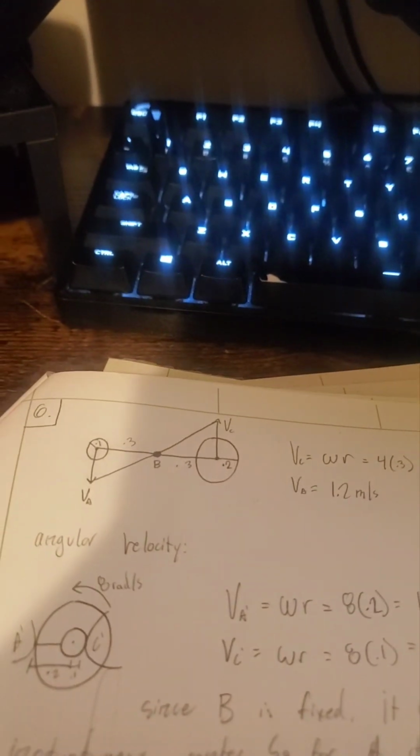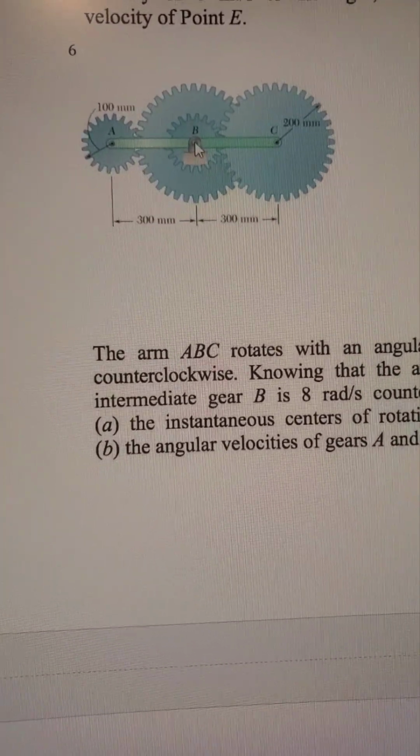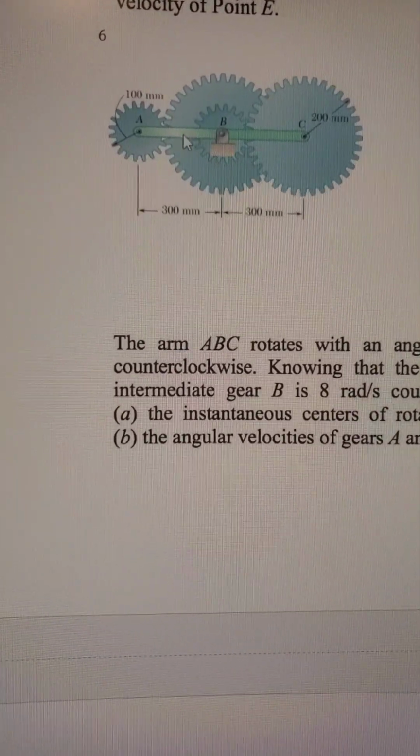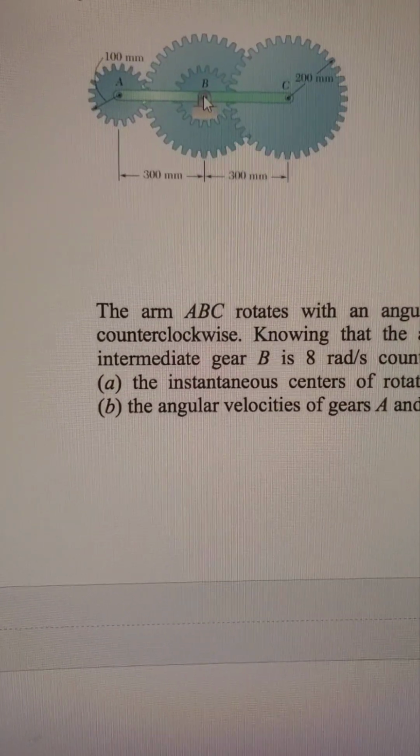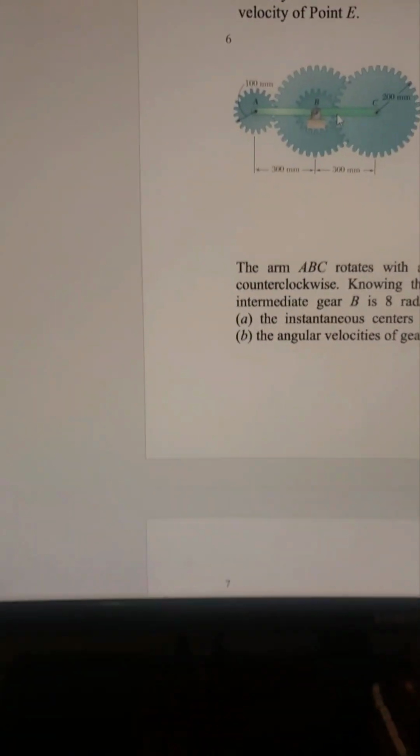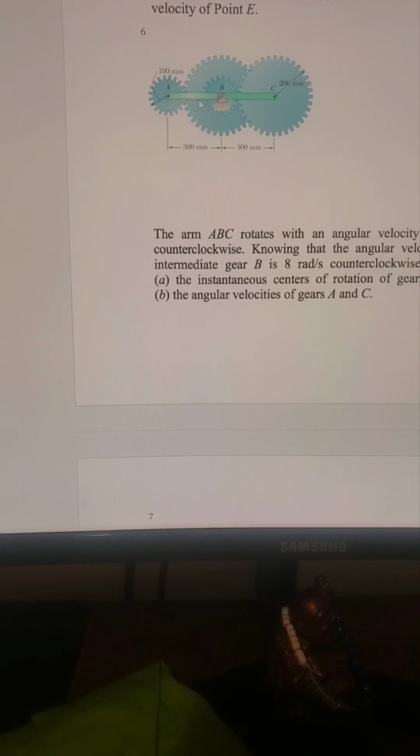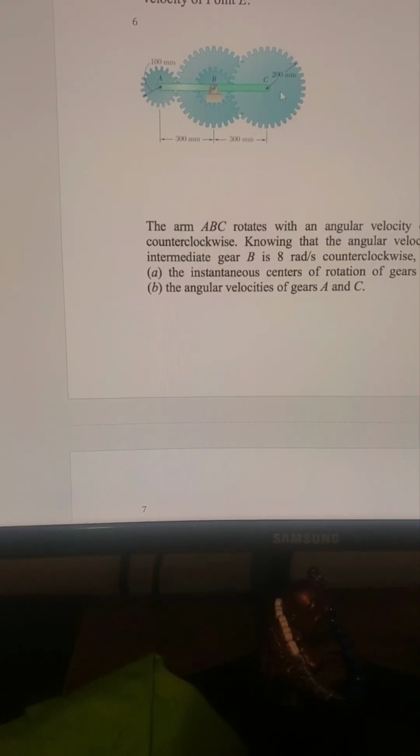This is the one with the two gears. Basically you're just trying to find the instantaneous center of rotation for AC. So we actually know the instantaneous center of rotation. It's going to be this fixed point, because the instantaneous center of rotation for any fixed rotating axis is going to be the center. So it's going to be 0.3 to the left for A, 0.3 to the right for C. So that one's pretty straightforward.